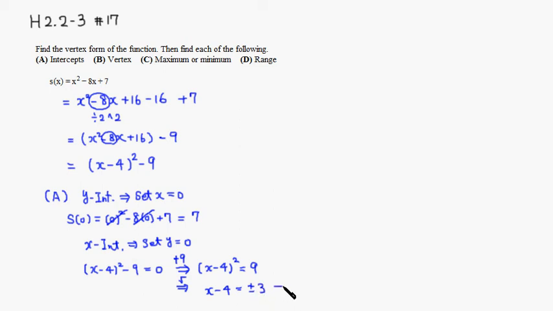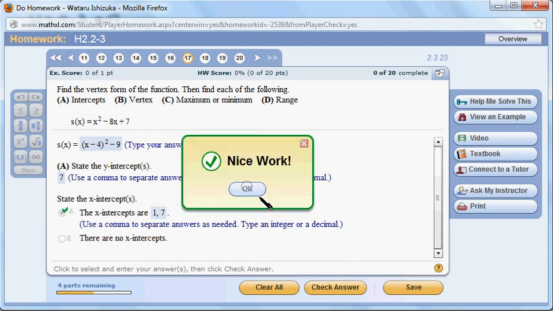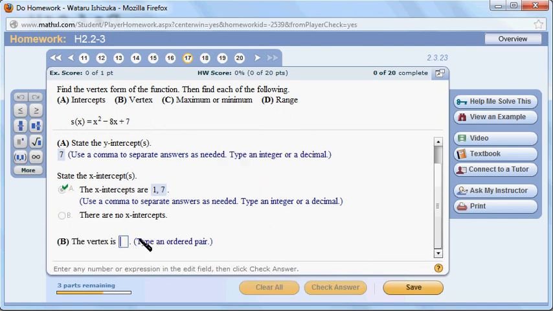So that'll give you, by adding 4, right? So x is going to be equal to positive 3 plus 4 is 7. Right? So negative 3 plus 4 is 1. Right? So it's 1 and 7. So let's go back and put it in. Right? So the x-intercepts are, right, 1 and 7. Right? See if they like that answer. Right? So we got that. Right? Then vertex. All right?